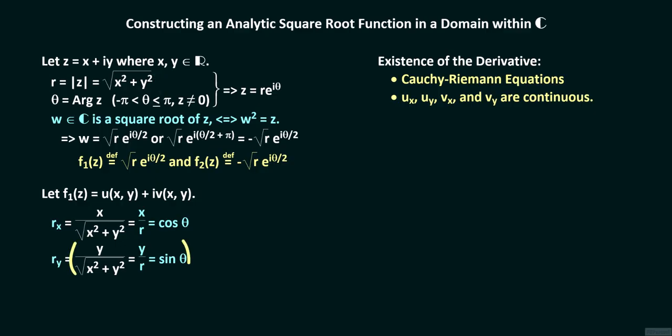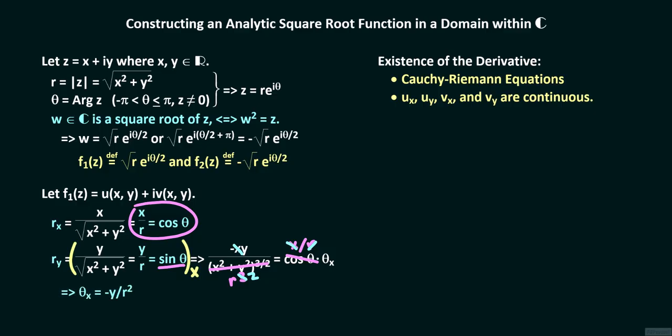Now this time, differentiating this equation with respect to x, the left side becomes minus x y over the quantity x squared plus y squared raised to the 3/2 power. x squared plus y squared equals r squared, so we have minus x y over r cubed for the left side. And for the right side, we have the derivative of sine theta, which is cosine theta, to which we multiply theta sub x. Cosine theta is x over r. We cancel out some factors, so that theta sub x equals minus y over r squared.